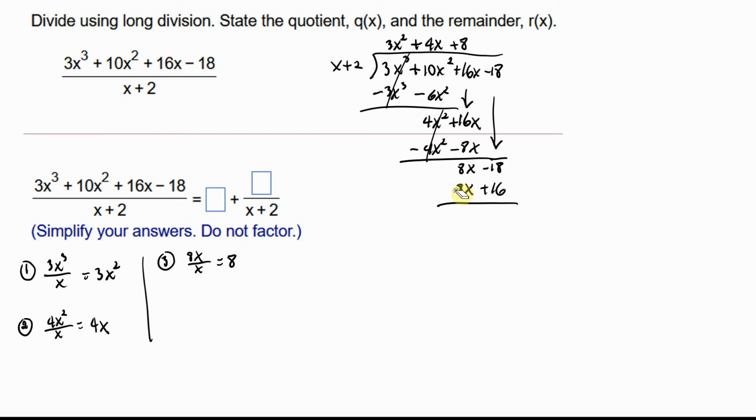Draw a line and subtract. This becomes negative. That becomes negative. So this cancels out, and this is negative 34. So negative 34 is our remainder. So the negative 34 will go here, and then the term that goes there is 3x squared plus 4x plus 8.